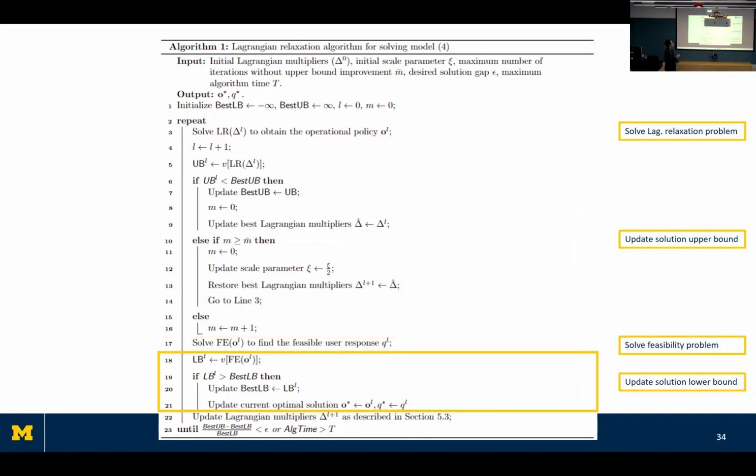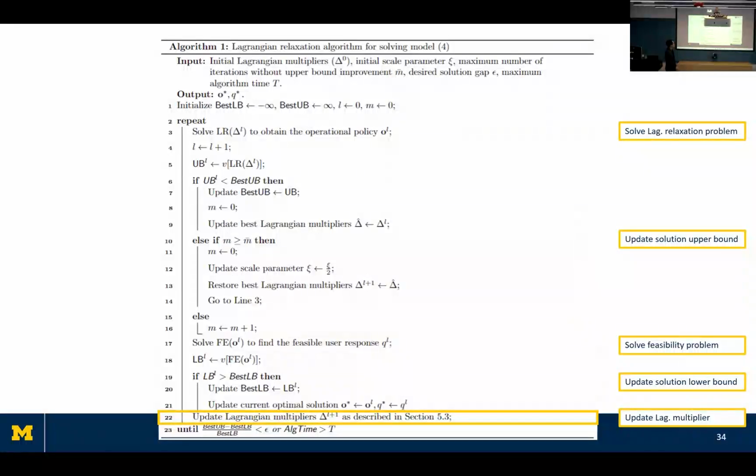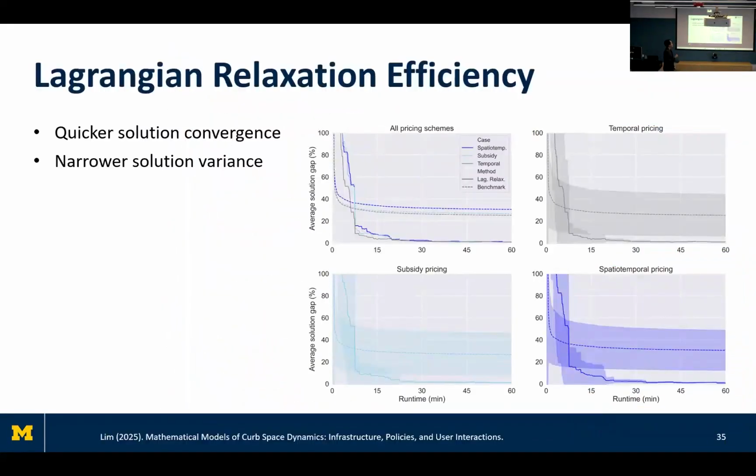And then I'm going to update the solution upper bound and iterate a number of times until I reach convergence and denote the optimal solution. Then, to check the efficiency of this method, it is surprisingly, strikingly quicker than any of the methods I've developed so far.